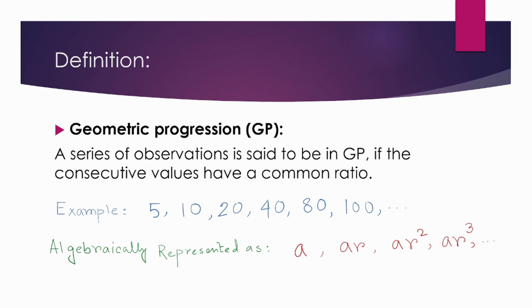Now let's jump into the next definition, which we call the geometric progression or GP in short. A series of observation is said to be in GP if the consecutive values have a common ratio. Now what is the common ratio?